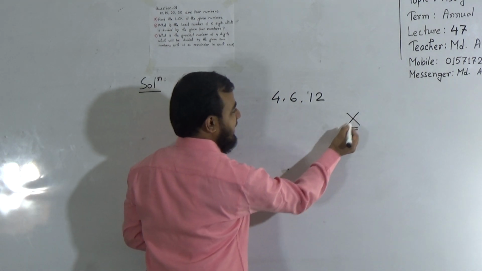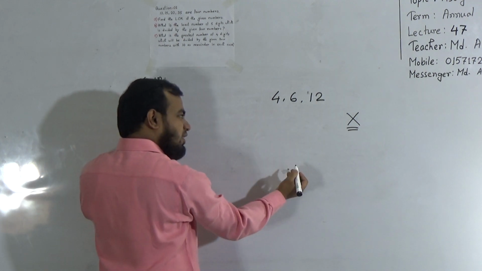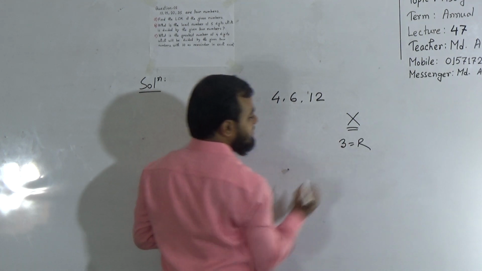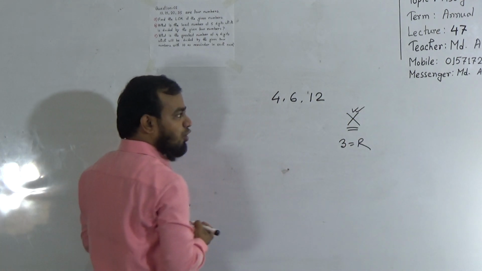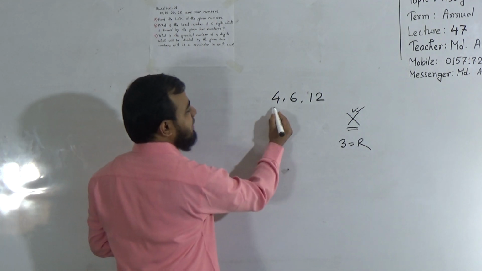When we divide this x by 4 or by 6 or by 12, then we have to get 3 as remainder. Then what is the value of x? How can we find out the value of x? To do that, we have to find out the LCM of these three numbers.